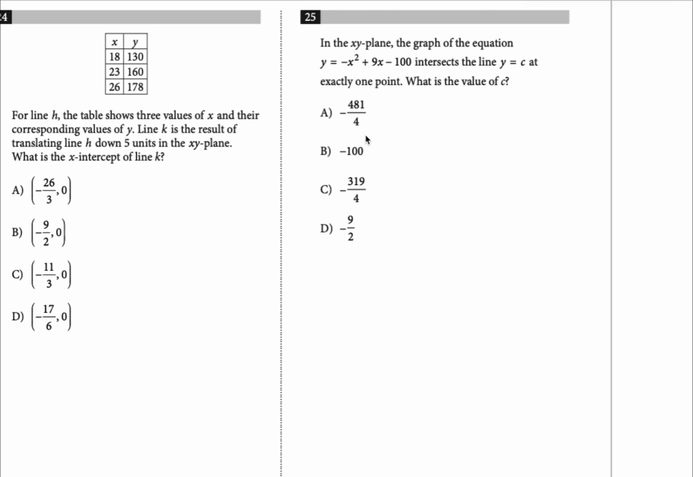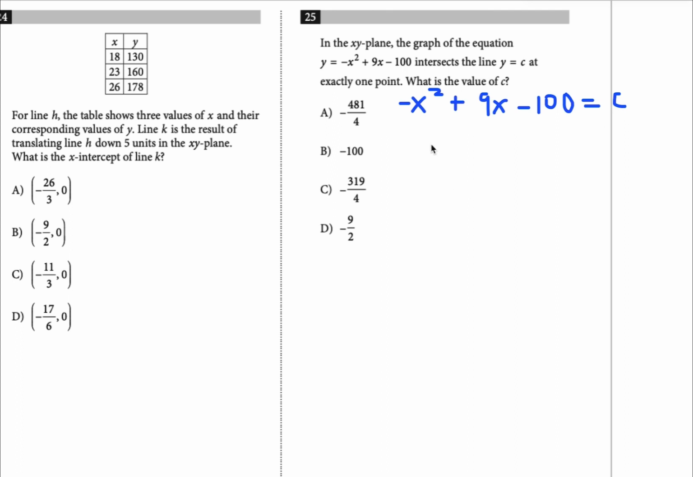To solve this problem, typically if you want to find an intersection, you would set the two equations equal to each other and solve for x. So let's do the same thing and see what we get. So we get negative x squared plus 9x minus 100, and then we set it equal to c.